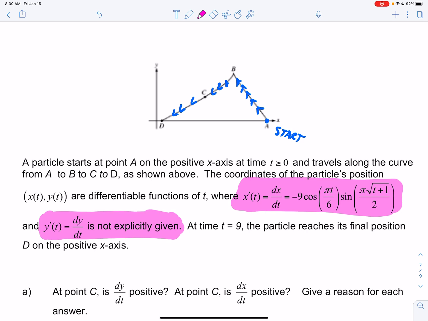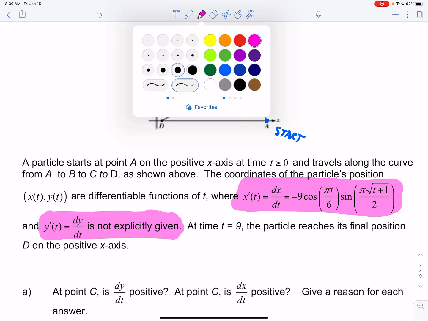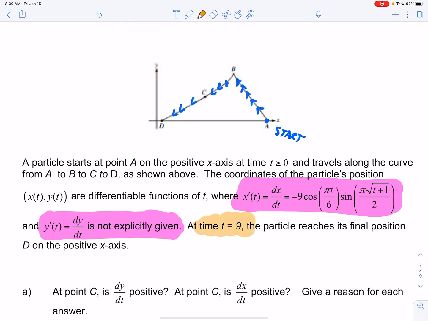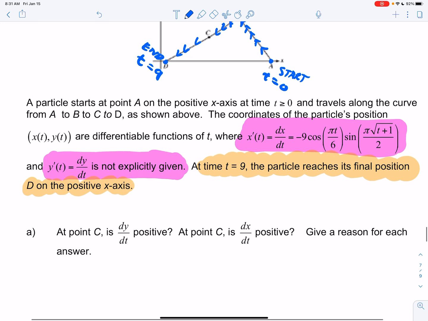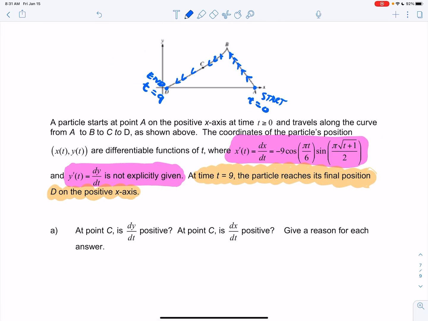Okay, and then they tell you at t equals 9, the particle reaches its final position, D. So to reiterate, we start at t equals 0, and then we end at t equals 9. Okay? All right, so here we go. At point C, here's part A.